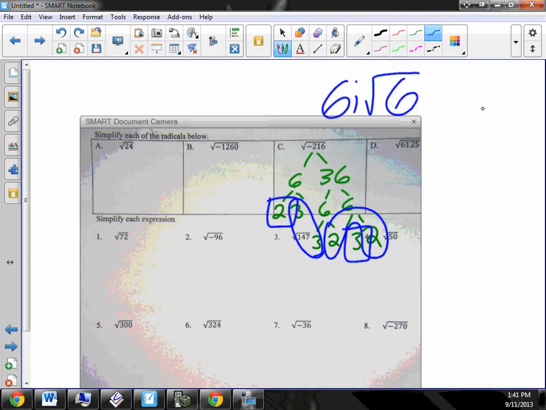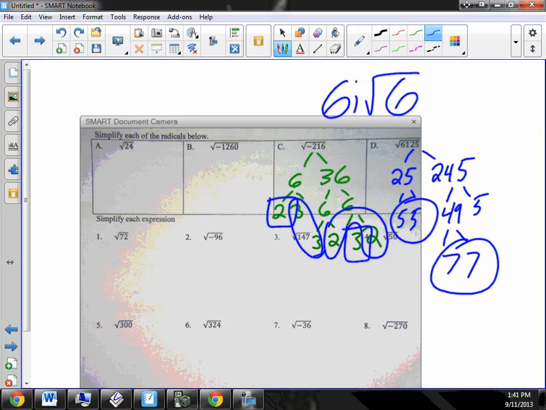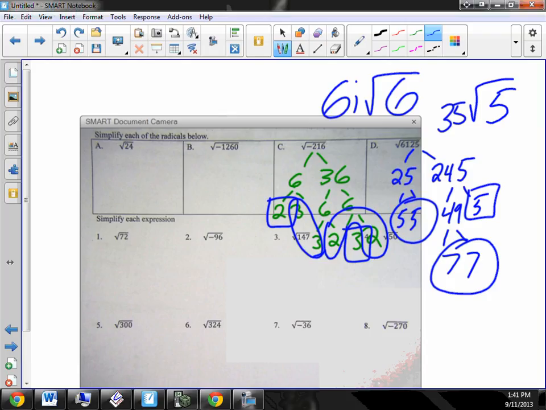What do we know that goes into 625? 6125. So 25 and 245. So this turns out to be 5 and 5. And this is 49 and 5. 7 and 7. What can I bring out? A pair of 5s and a pair of 7s with a 5 left over. So my answer is 35 root 5. Okay?